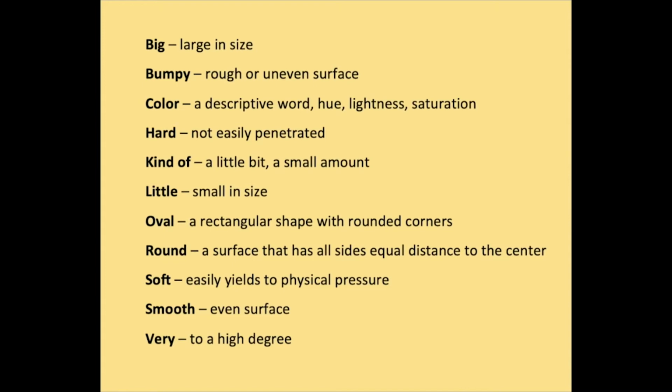Soft means easily yields to physical pressure. This means you can mold it, you can shape it, and it gives when you touch it. For example, my dog's fur is soft. Smooth means even surface. This is the opposite of our bumpy melon surface. A smooth surface would be like an apple.